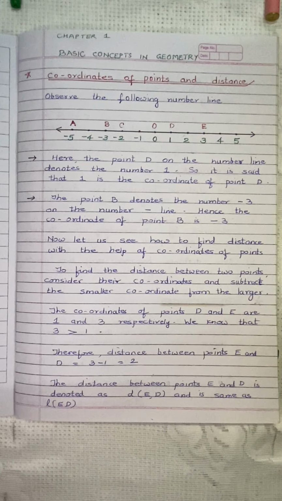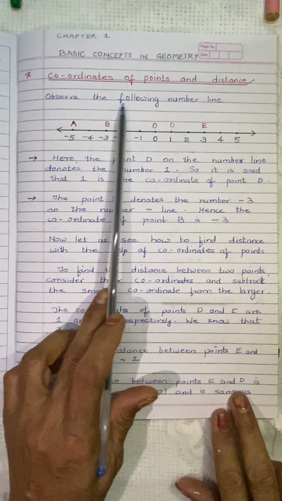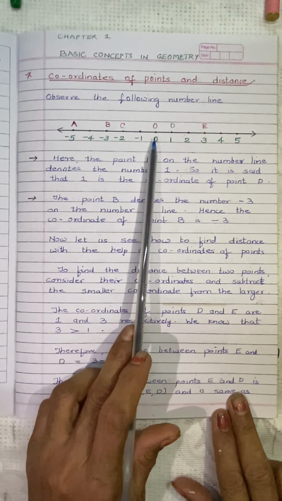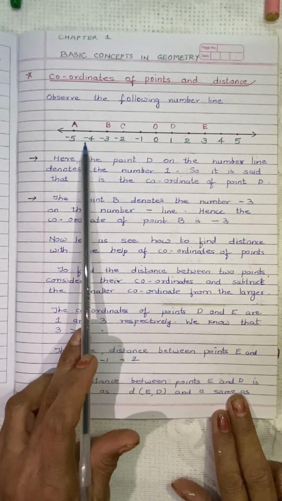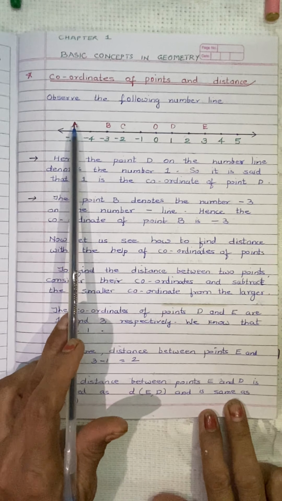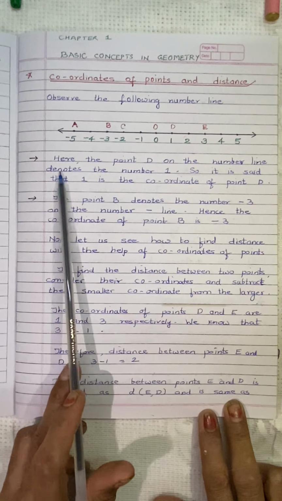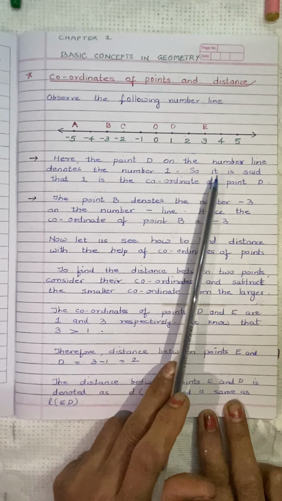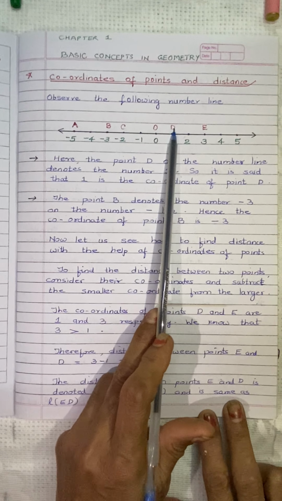Let's get started with Mathematics Part 2 Geometry, Chapter 1 Basic Concepts in Geometry. Now let's understand coordinates of points and distance. Observe the following number line. Here we can see 0, 1, 2, 3, 4, 5 and negative 1, negative 2, negative 3, negative 4 and negative 5. And hence the point D on the number line here denotes the number 1. So it is said that 1 is the coordinate of point D.